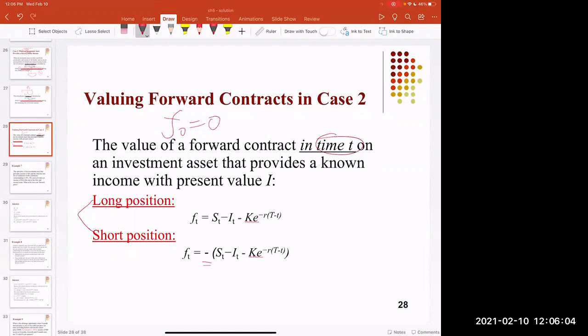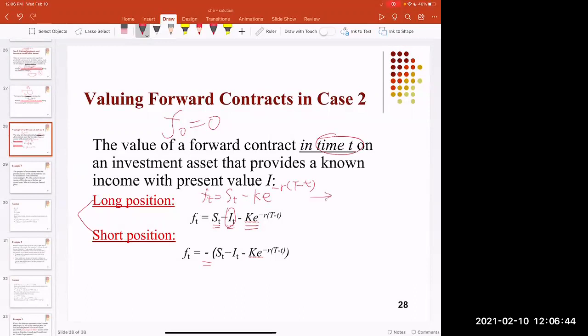So for the long position, we do St minus It and minus this. This is very similar to case 1. In case 1, we have what? We do spot price minus delivery price, discounted, right? And in case 2, we deduct the present value of income, okay? The present value of income, we need to deduct that. So this is similar to the forward price.